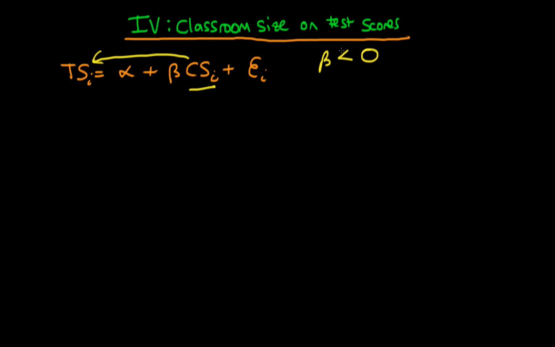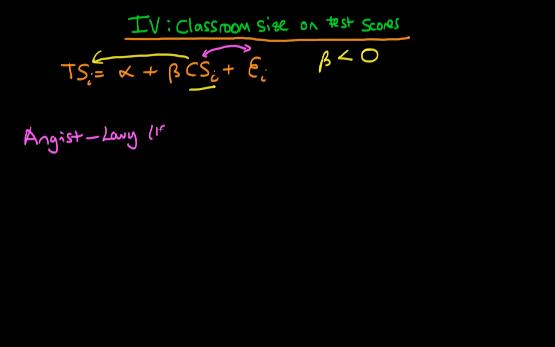But the problem here is that there are a whole range of omitted factors contained within this error term, things like an individual's level of innate ability and their family background, which tend to be correlated with classroom size. So there's some selection bias happening here. So we need an IV to provide some insight into the true effect of classroom size on test scores.